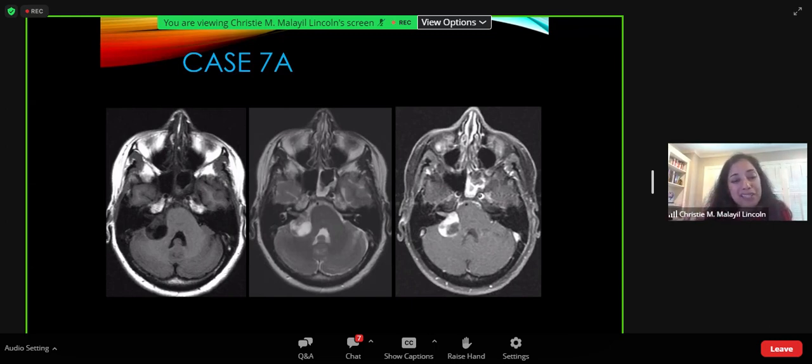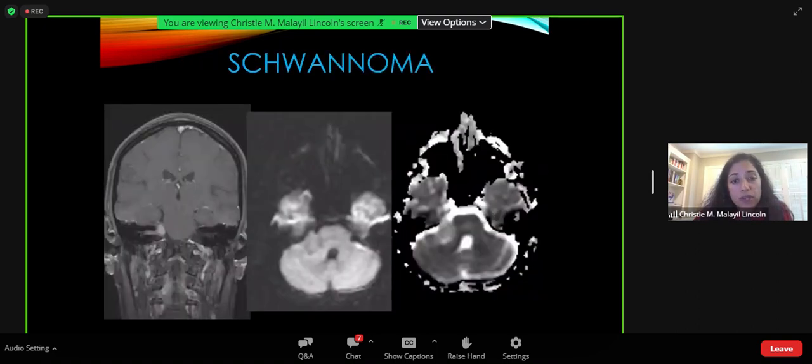On the post contrast, it's predominantly enhancing. There are some cystic areas centrally, medially, which are T2 bright. And it goes into the internal auditory canal. And so this is actually a schwannoma of the vestibulocochlear nerve.